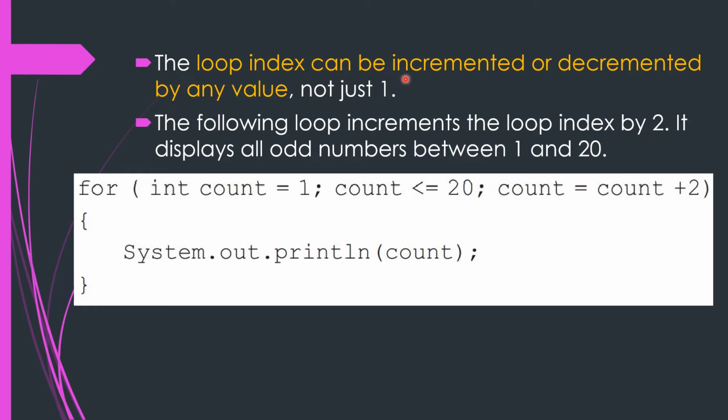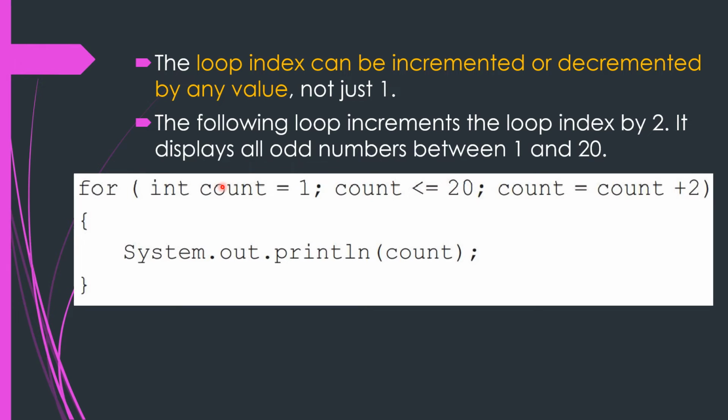The loop index can be incremented or decremented by any value, not just 1. Since now we were only using plus plus number or number is equal to number minus 1, but it is not always necessary that we increment or decrement the value only by 1. It is not compulsory. We can use any value to increment or decrement, means we can also increment or decrement by 2 or any other value.